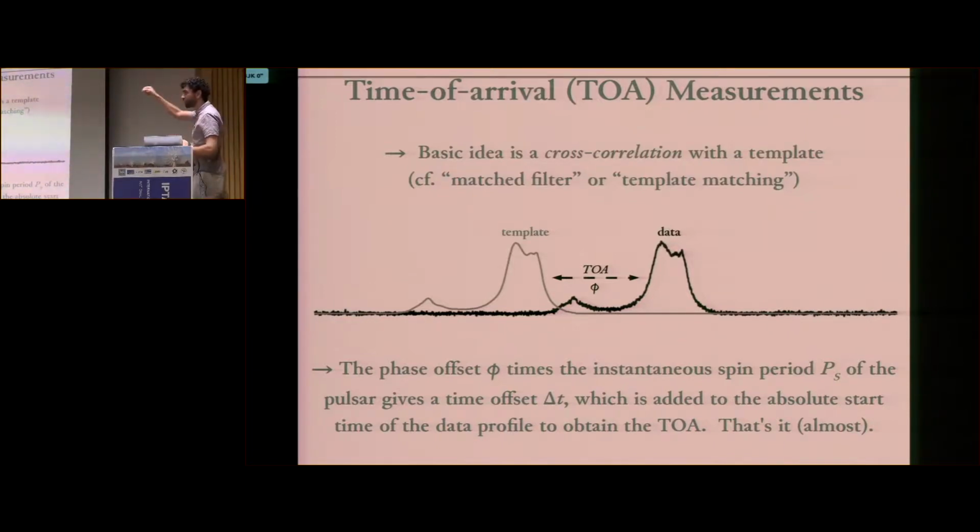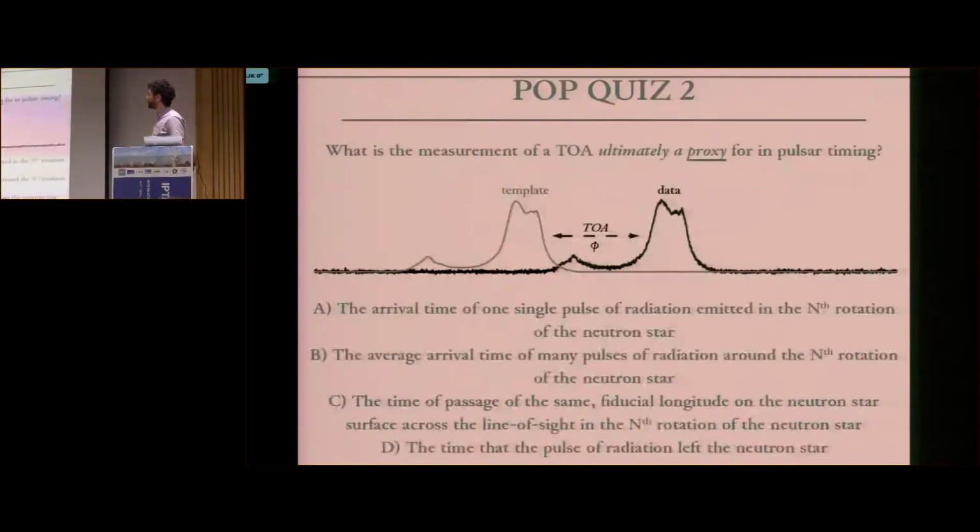You're not actually choosing a point on the pulsar to measure the distance from. You're actually doing an entire cross-correlation, which is going to leverage all the information in the pulse profile. And that offset, this phase offset phi, is related to the TOA. You basically just multiply this number times the instantaneous spin period, and you add that number to the start time of your observation, and boom, shakalaka, you have the time of arrival. It's almost that easy, okay? So we have dancing and we have adding. It's not too complicated. Pop quiz number 2.